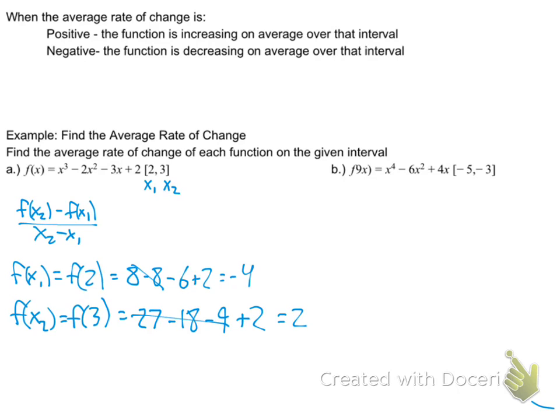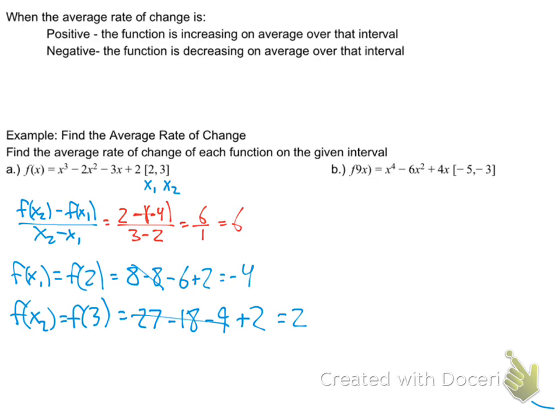Do you know f of x1, f of x2, x1, and x2? Okay, fill in the formula, guys. f of x2 is 2. f of x1 is negative 4, so 2 minus negative 4. What's x2? 3 minus 2. What happens when you subtract a negative, guys? Add. So 6 over 1. The average rate of change, aka the slope between x1 and x2, is 6. This function is increasing from 2 to 3.